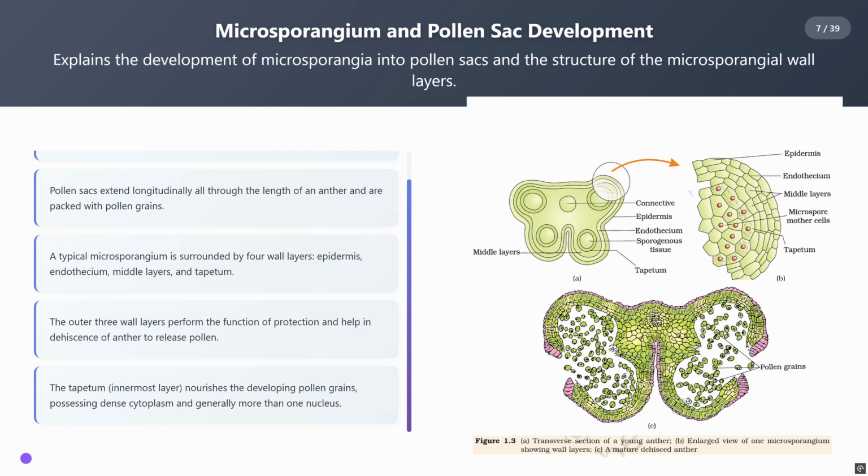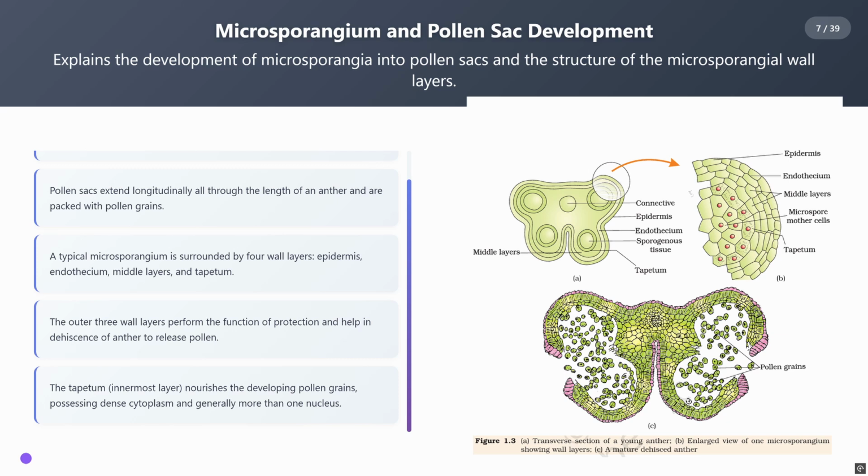Multiple nuclei. Wow. Now, when the anther's still young, the very center of each microsporangium is filled with this group of tightly packed, similar cells. This is called the sporogenous tissue. So that's where it all starts for the pollen. What do these cells do?